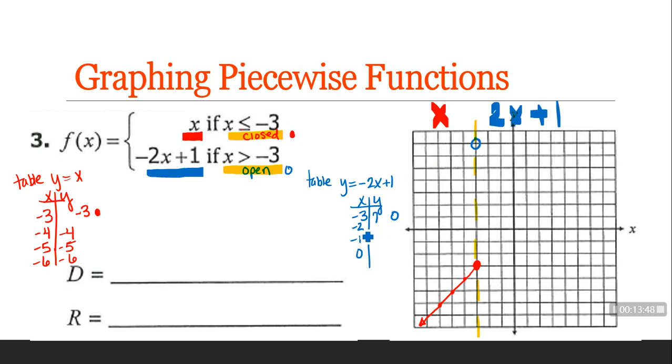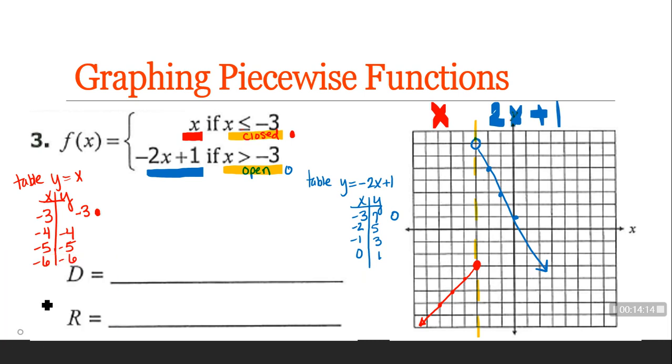At -2, you should have a y value of 5. So -2, 5. At -1, you should have a y value of 3. And then at 0, you should have a y value of 1. And then we will have this line drawn to the right going down. Okay, now take a moment, kind of look at your stuff and make sure you've got it down pat.